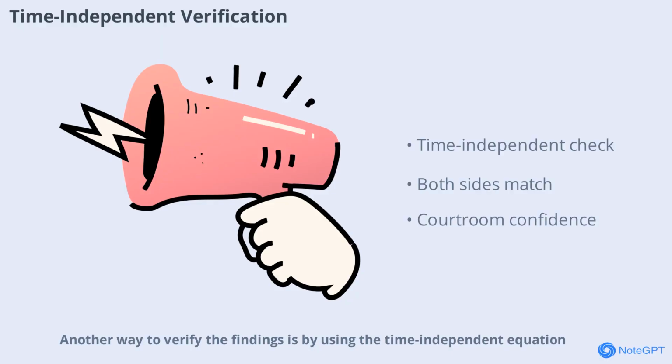Another way to verify the findings is by using the time-independent equation, v_fy squared equals v_i squared minus 2g (y_f minus y_i). When the calculated values are plugged in, both sides of the equation match, further confirming the accuracy of the reconstruction. This thorough approach leaves little room for doubt in court.